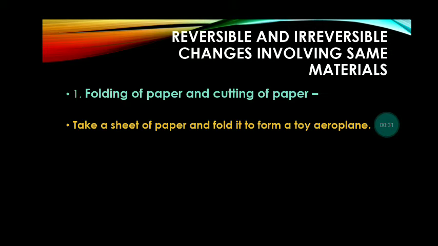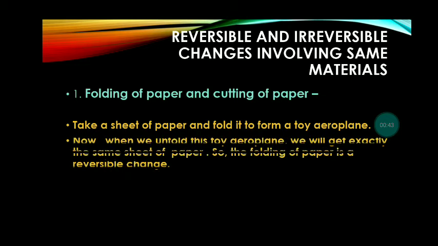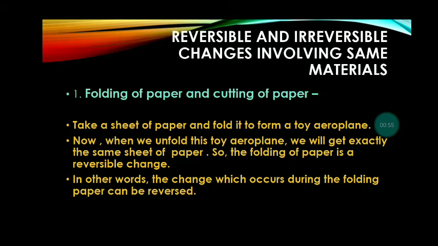Let's take a sheet of paper and fold it to form a toy aeroplane. So we have to form a toy aeroplane by using a sheet of paper, folding it and then forming a toy aeroplane. Now when we unfold this toy aeroplane, we will get exactly the same sheet of paper. So the folding of paper is a reversible change. In other words, the change which occurs during the folding of paper can be reversed.